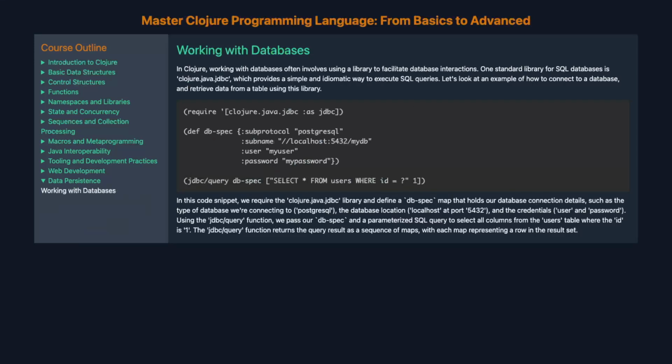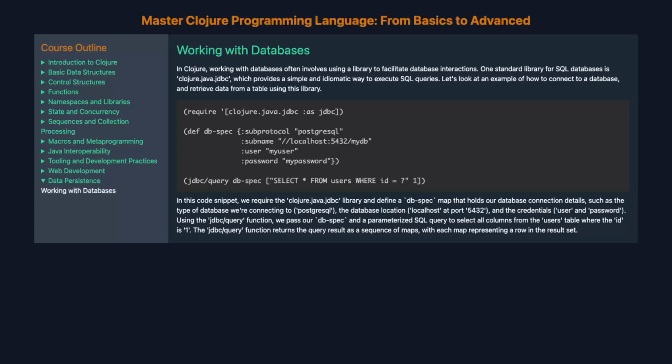Working with databases. In Clojure, working with databases often involves using a library to facilitate database interactions. One standard library for SQL databases is clojure.java.jdbc, which provides a simple and idiomatic way to execute SQL queries. Let's look at an example of how to connect to a database and retrieve data from a table using this library.